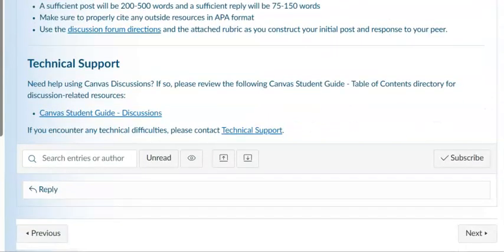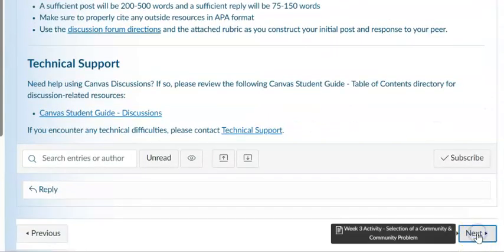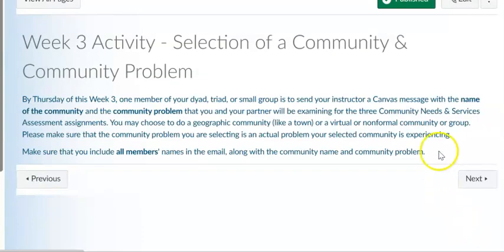There is one more activity for this week, and that is someone from your group is to send me a message via Canvas Messenger with the name of the community and the community problem that you and your partner or partners will be examining for the 3 community needs and services assessment assignments.